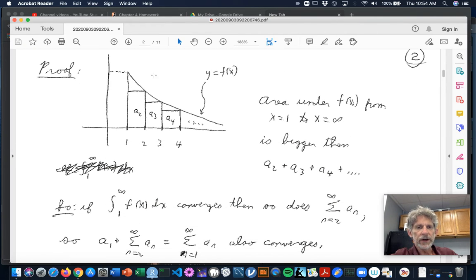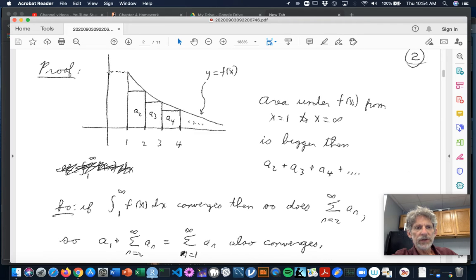So look at this picture here. Here's a graph of y equals f of x from 1 on out, and you can see that it's got positive values, never goes below the x-axis. It's continuous, I can draw it without lifting my pencil, and it's decreasing. Now I'm going to make rectangles underneath it. So at 1 on the x-axis, f of 1 would be up here, and that would be the height, that would be a1. There's a rectangle here whose width is 1 and whose height is a1.